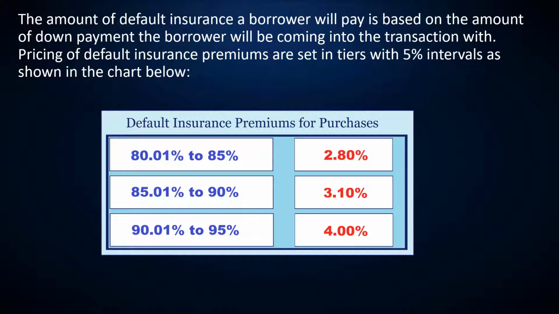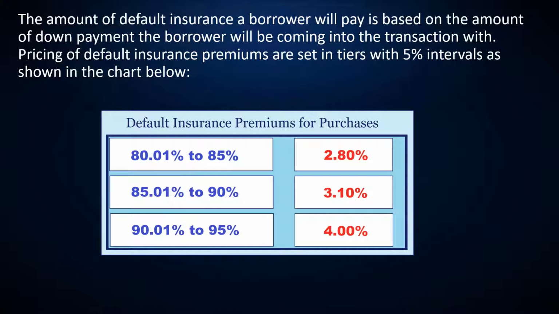Now, as you can see from the chart, if you were to purchase with 5% down, well, anywhere from 5% down to 9.99% down, the insurance premium applicable to the mortgage would be 4% of the mortgage amount. So, for every $100,000 of mortgage, that's $4,000 of premium. Also notice that the greater the down payment is, the less the default insurance premium will be.